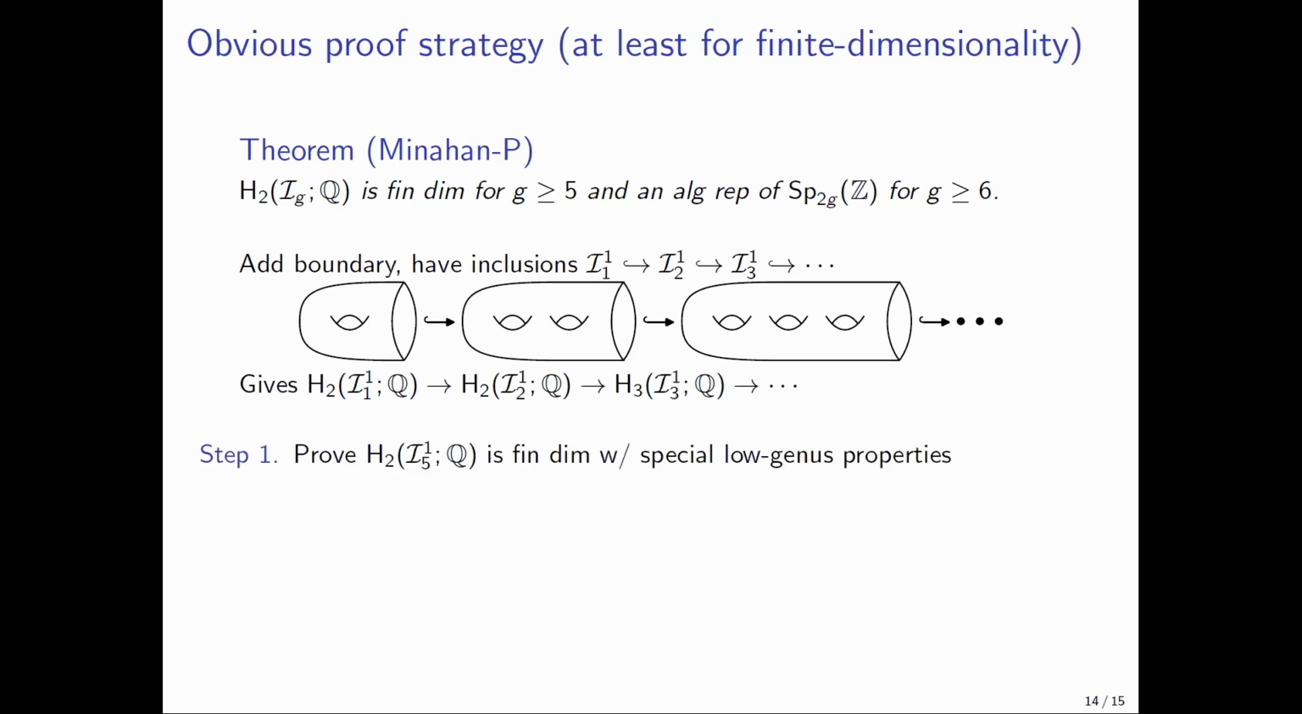Anyway, you might try to prove this by induction. You might want to first prove that, say, H2 of Torelli 5 is finite-dimensional, using maybe some special features of homology in this case, and then show that that persists in higher genera. You might prove, say, that the cokernel of the map on H2 is finite-dimensional for large enough genus. So that would say it starts being finite-dimensional in genus 5, and if the cokernel of that map is finite-dimensional, that means it continues to be finite-dimensional in higher genera. So that's a natural proof strategy.